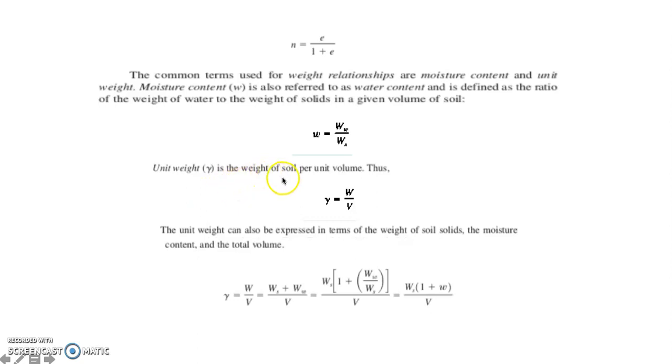For the unit weight, it is the weight of the soil per unit volume, and that is equivalent to total weight all over total volume. The unit weight can also be expressed in terms of the weight of the soil solid, the moisture content, and the total volume. So we can have unit weight is equal to weight of the solid multiplied by 1 plus moisture content, over total volume.